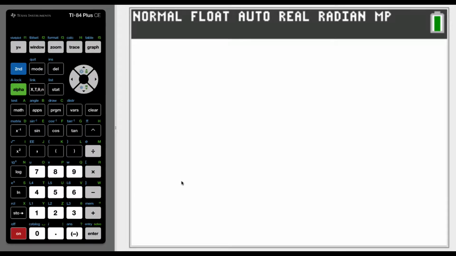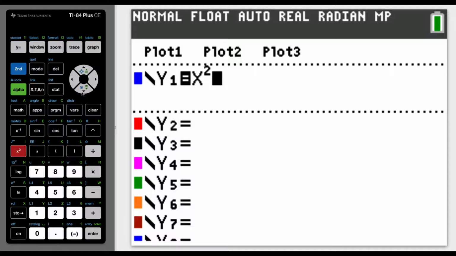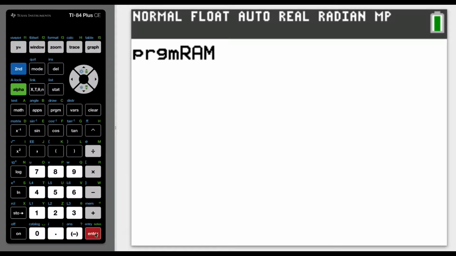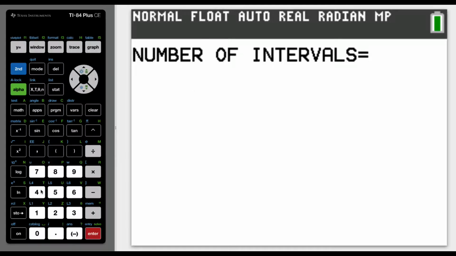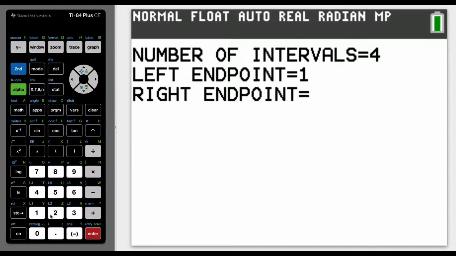So in my calculator, to do my RAM formula, the first thing I need to do is go into Y equals and hit x squared, since that's the function that we're integrating. Then I'm going to quit out of there and hit my program button. I want my RAM program. Number of intervals, we said that we had an n value of 4. Our left endpoint, or our lower limit of the integration, was 1. The right endpoint, or the upper limit, was 2.